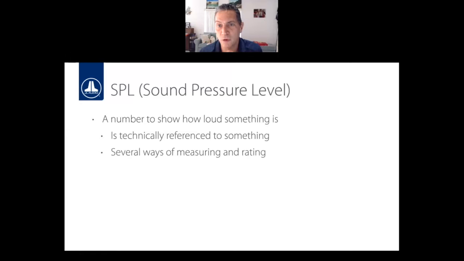Any idea what the number is that we're referring to when we talk about sound pressure level, like in a car, where we say 120 dB? Do you know what it's referencing? And yes, I am waiting for an answer.